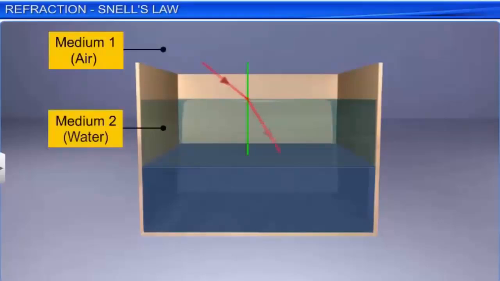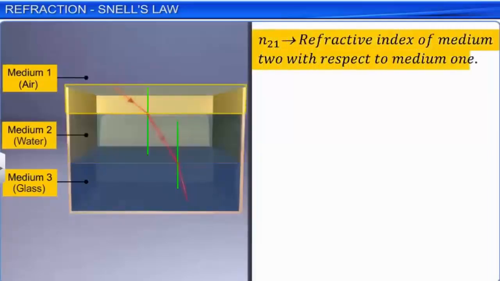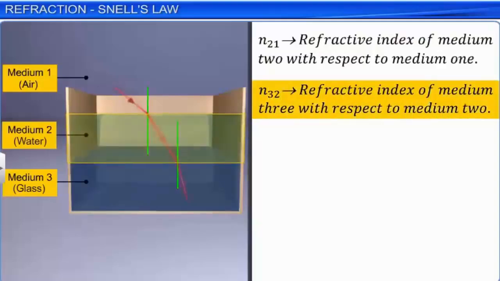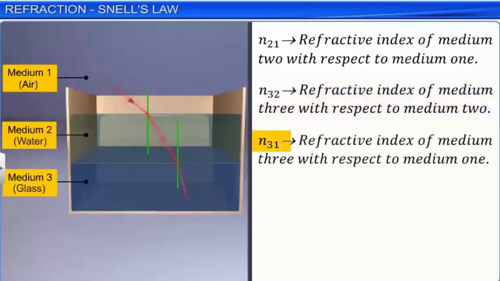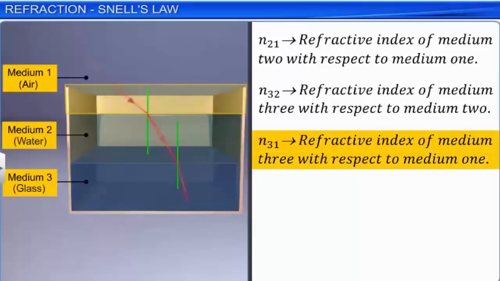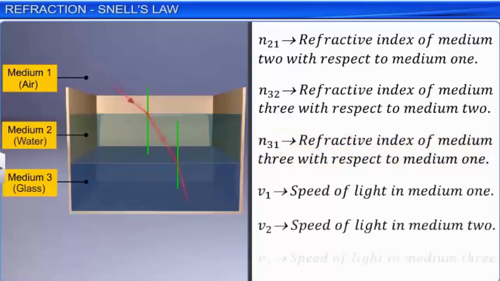If V1, V2, and V3 are the speeds of light in the three media respectively, then we have N21 is equal to V1 by V2, N32 is equal to V2 by V3, and N31 is equal to V1 by V3. V1 by V3 can also be written as V2 by V3 into V1 by V2. Therefore, N31 is equal to N32 into N21.